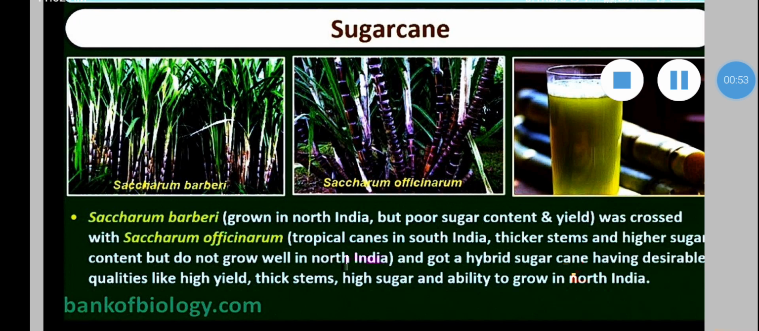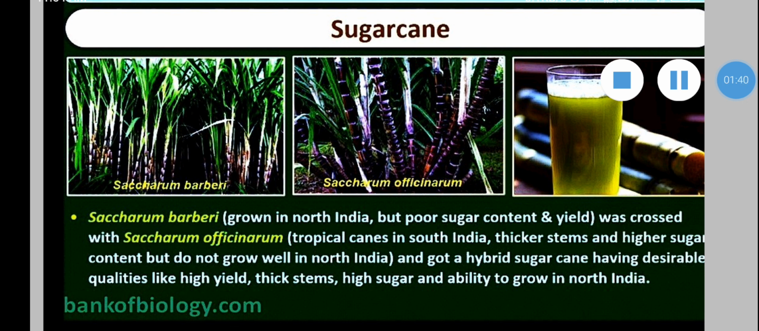The next is sugarcane. Here in the nearby picture you can see sugarcane juice which is extracted from the sugarcane. Saccharum barberi and then Saccharum officinarum. These are the varieties of sugarcane. Saccharum officinarum has a thicker stem and high sugar content, but it does not grow well in North India. These two varieties were crossed to get the desirable qualities of both. That is, hybridization is done in between these two species.